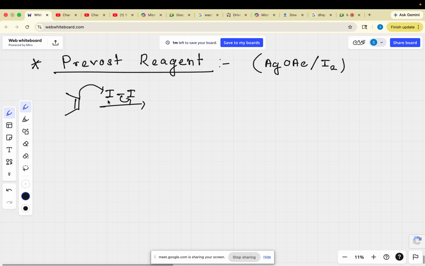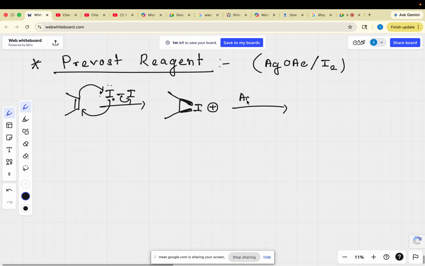This iodide will leave from here, and this iodine also has a lone pair. So now iodine will attack through the lone pair. So what am I getting? I am getting this three-membered cyclic iodinium compound. Similar mechanism.